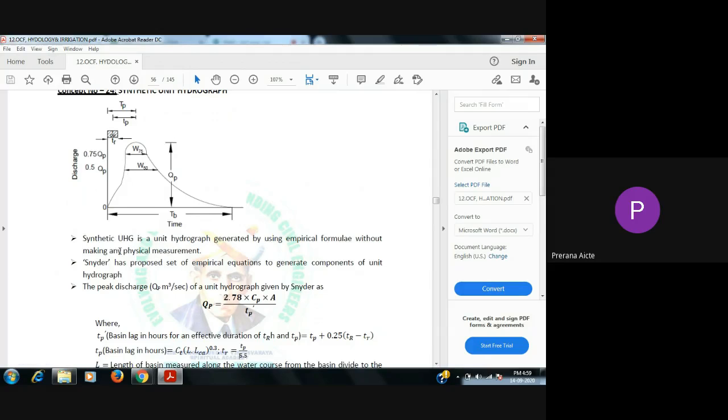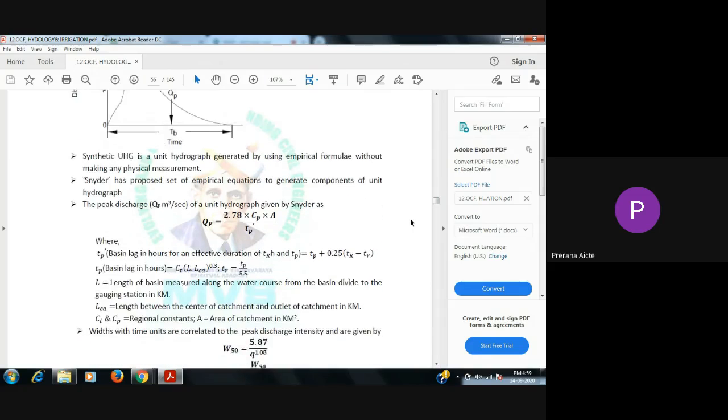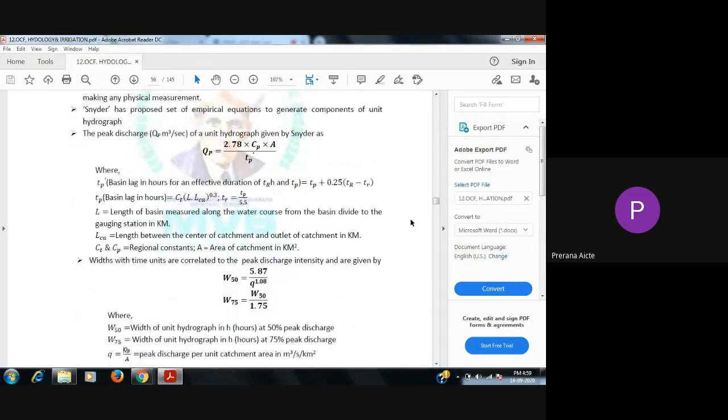A synthetic unit hydrograph is a unit hydrograph generated by using empirical formulas without making any physical measurement. So, for example, when no data is available, Snyder, a scientist, has proposed a set of empirical equations to generate the components of the unit hydrograph. So, the synthetic unit hydrograph is not from physical measurement; it is due to empirical formulas. That's important. Of course, it may never be asked in the GATE examination also, so no need to bother about that.